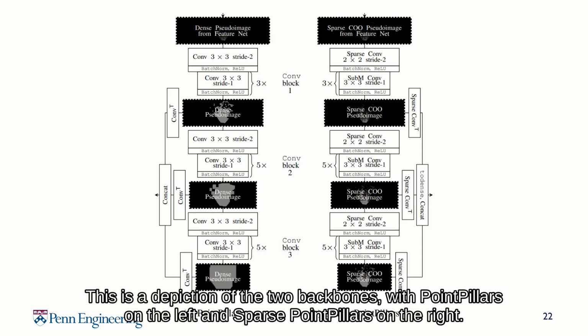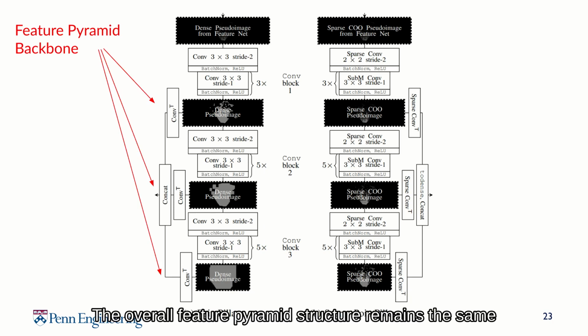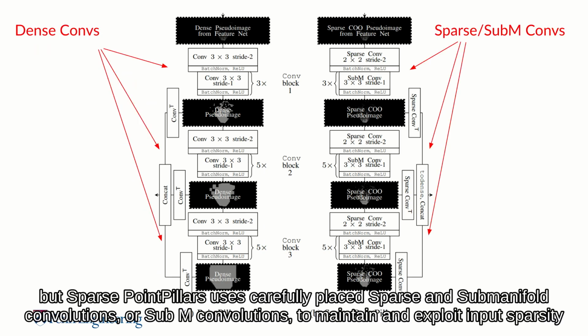This is a depiction of the two backbones, with PointPillars on the left and Sparse PointPillars on the right. The overall feature pyramid structure remains the same, but Sparse PointPillars uses carefully placed sparse and sub-manifold convolutions, or sub-M-convs, to maintain and exploit input sparsity.